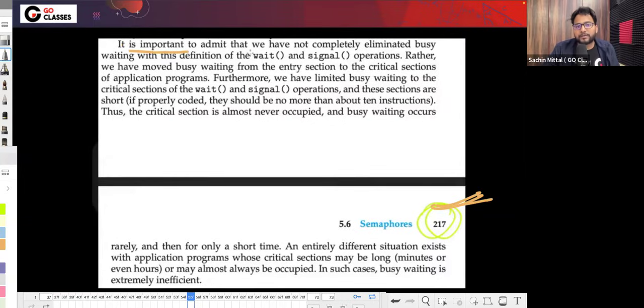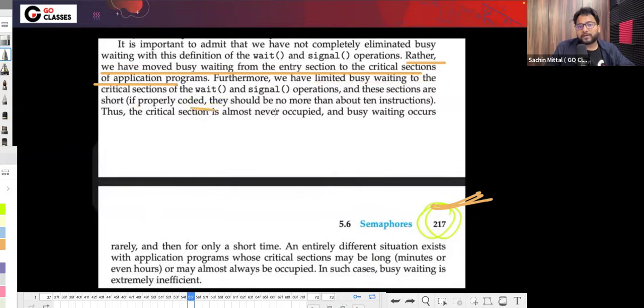It is important to admit that we have not completely eliminated busy waiting with the definition of wait and signal. Wait and signal means P and V operations. Rather, we have moved busy waiting from the entry section to the critical sections of the application programs. Furthermore, we have limited busy waiting to the critical section of wait and signal. So in this case, we have limited busy waiting.